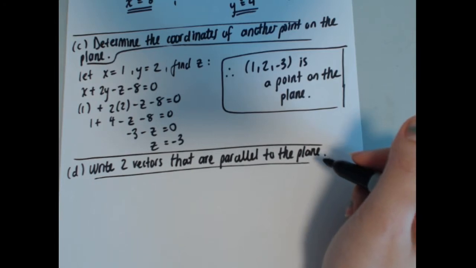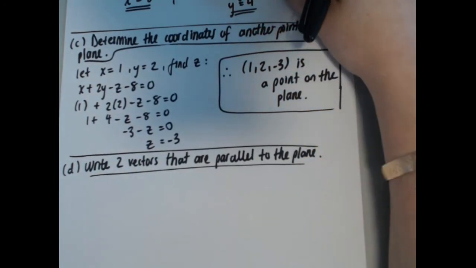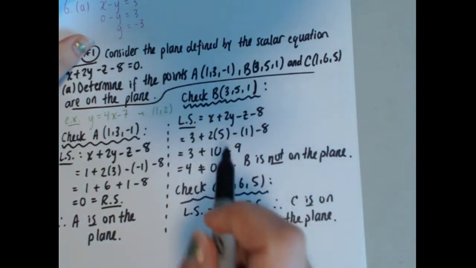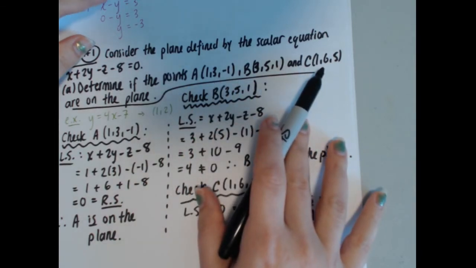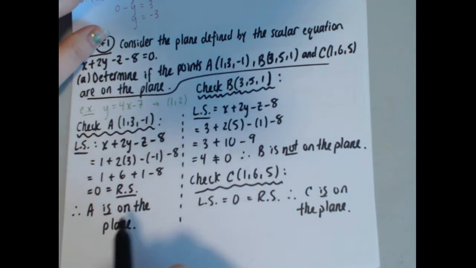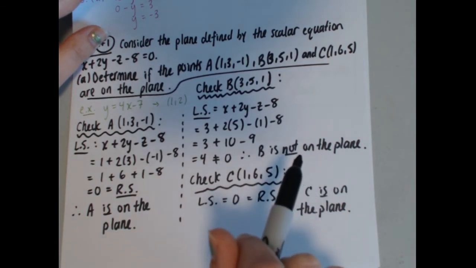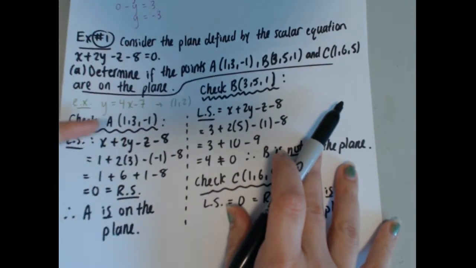So in order to understand this, let's go back to part A of the problem. In part A, we saw that we had 3 points. We have A, B, and C. We had to determine if they were on the plane. And what we found was that A and C were on the plane, but B was not. Okay? A and C are on the plane, but B is not.